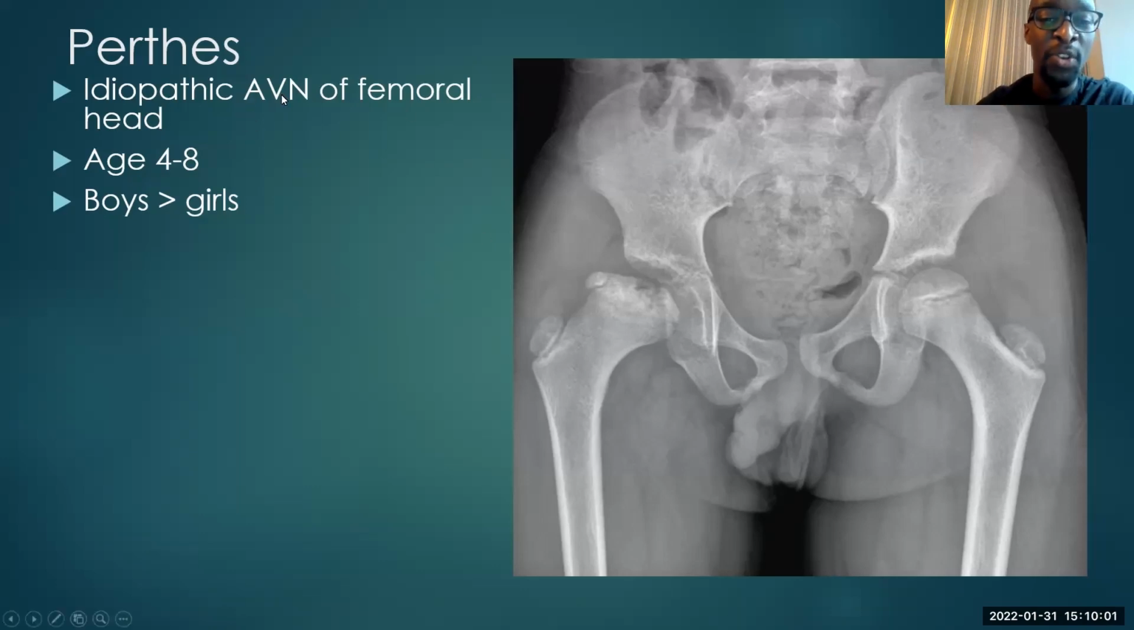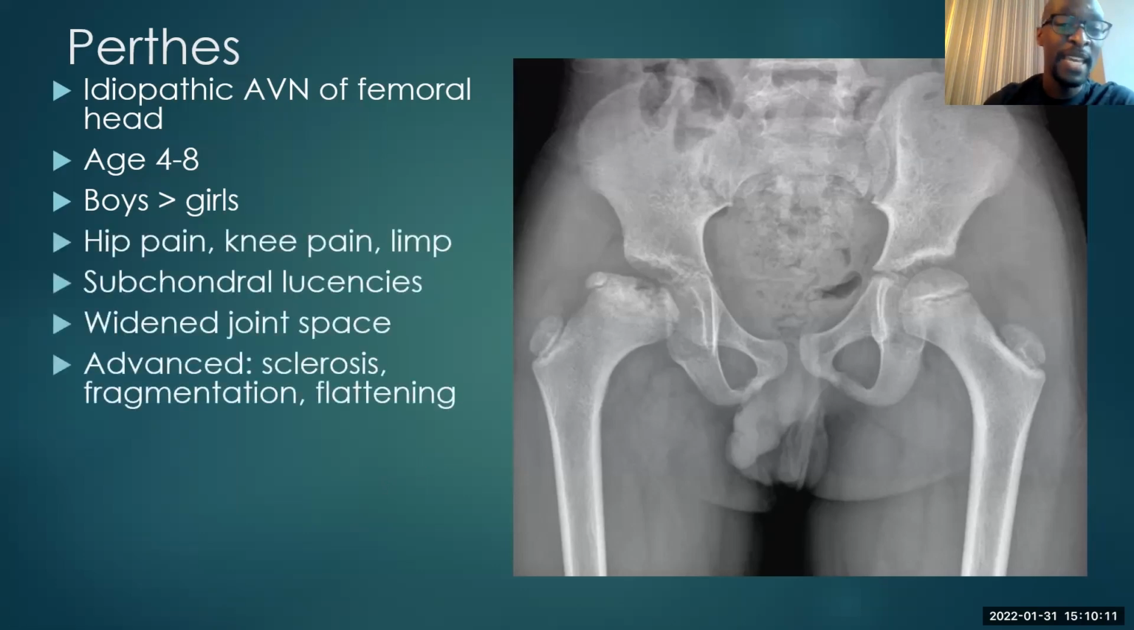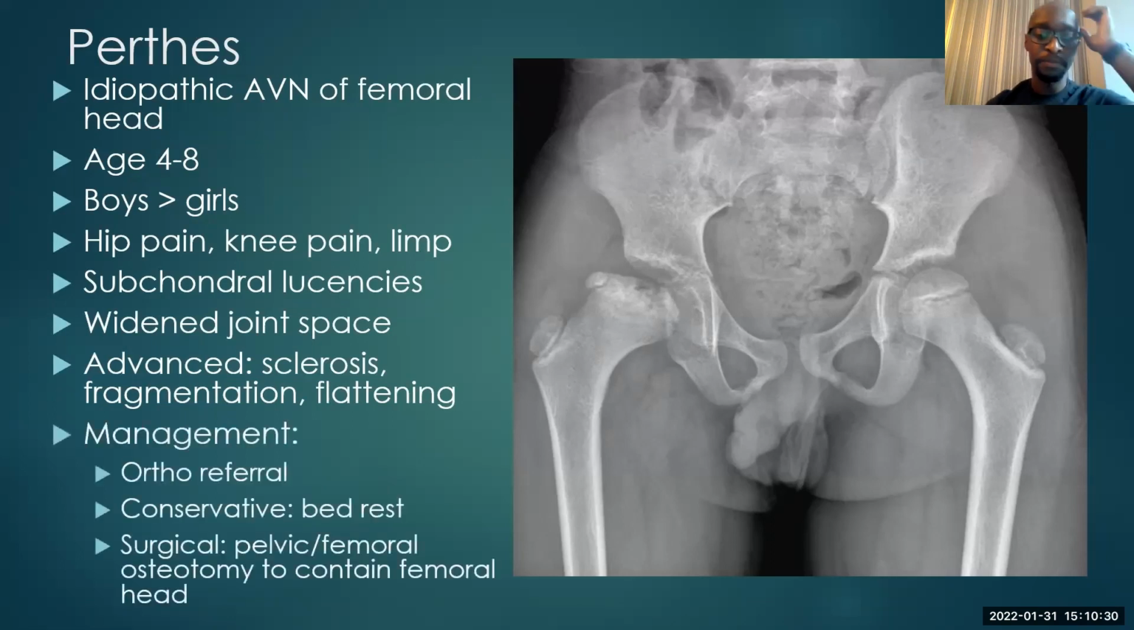AVN is avascular necrosis, just to remind you. So idiopathic avascular necrosis of the femoral head. Because in the younger age group, boys more so than girls, get hip pain, sometimes they can limp with it, and you get these subchondral lucencies. So that's what we're seeing here. The joint space is a bit widened. So why is that? It's because the femoral head is flattened. And when it's really bad and advanced, you get sclerosis and fragmentation. So this is quite an advanced case.